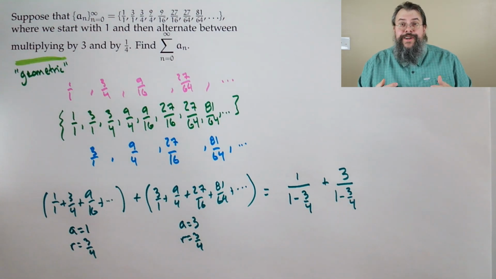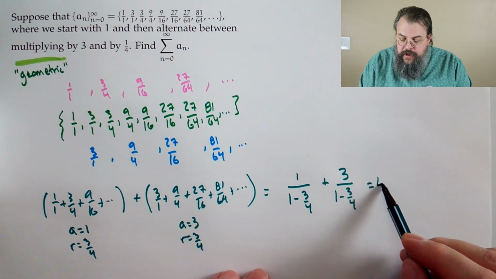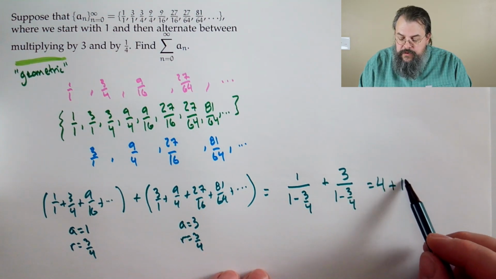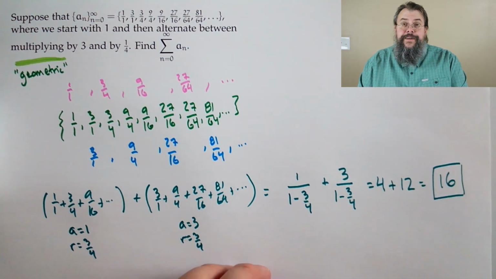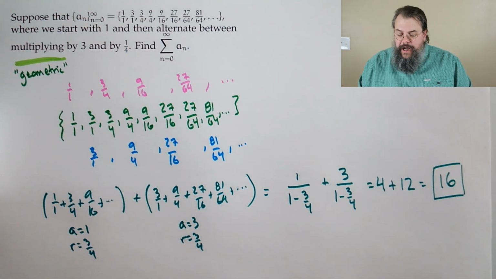Well, the good news, 1 minus 3/4 is pretty easy. It's a fourth. And if you flip a fourth, it becomes multiplied by 4. So what do you really have? Well, you have 4 from the first term, and 3 times 4, which is 12, from the second, giving us 16. And that's it. That's our sum. Wow, nice, cool.